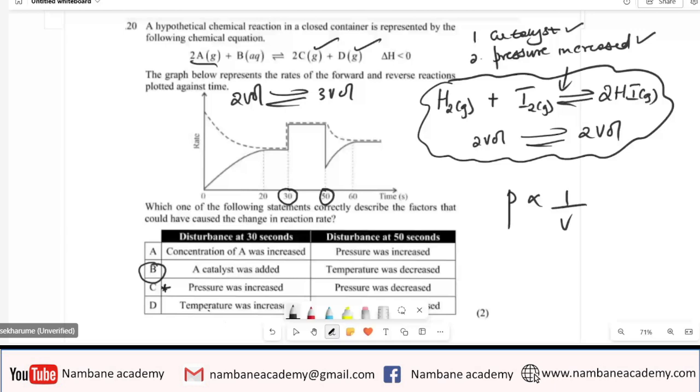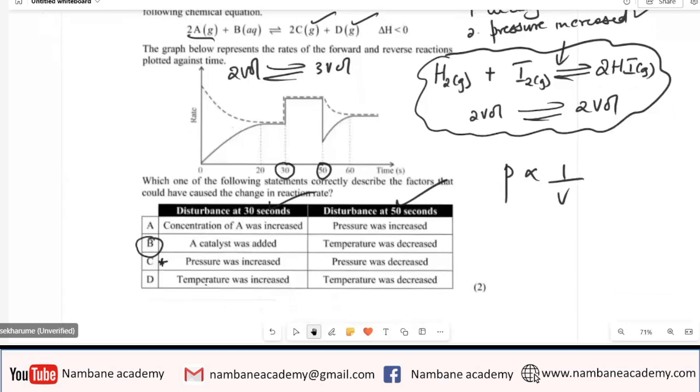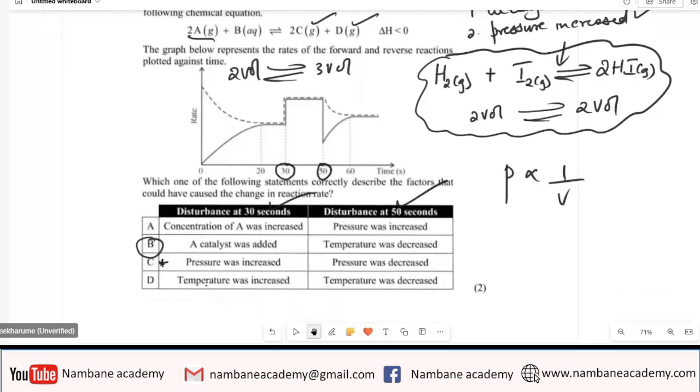Between which time? At 30, it was a catalyst. What about 50 seconds? At 30, and I'm not saying the answer is B, the catalyst was there. What about the temperature? The spike is facing down, so the temperature can be D. So I think the temperature was decreased and the catalyst was added. So it will be B. B will be correct for this question. Okay.